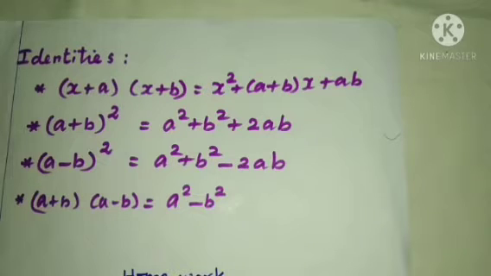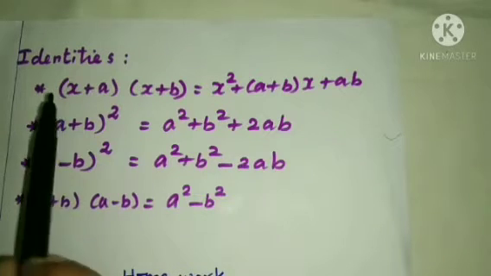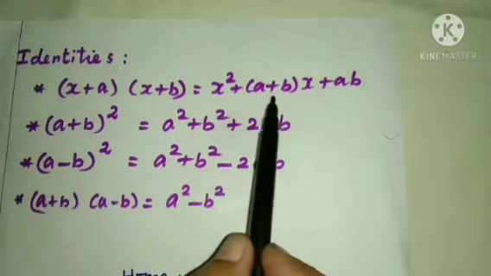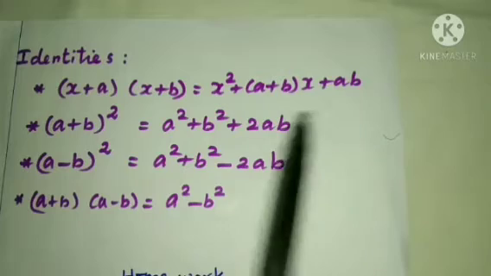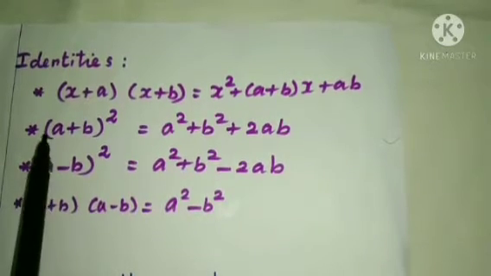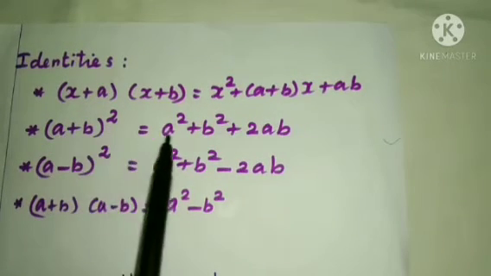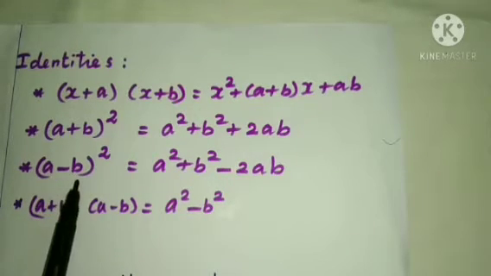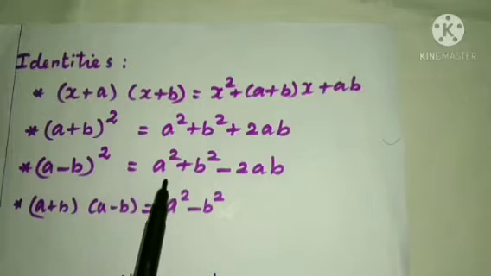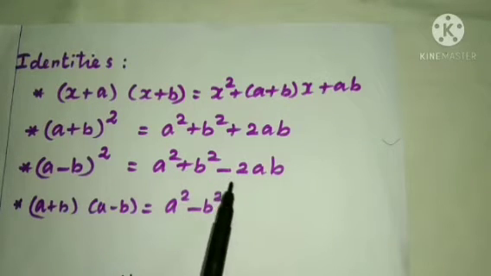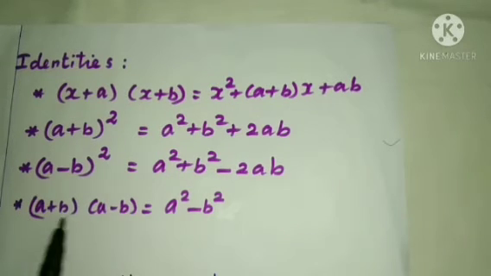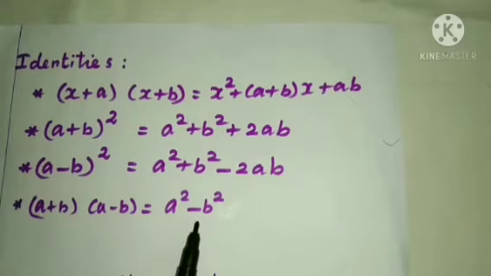Let me remind the identities again for you. (x + a)(x + b) is equal to x square plus (a + b)x plus ab. Next, (a + b) the whole square is equal to a square plus b square plus 2ab. (a - b) the whole square is equal to a square plus b square minus 2ab. Last one is (a + b)(a - b), which is equal to a square minus b square.